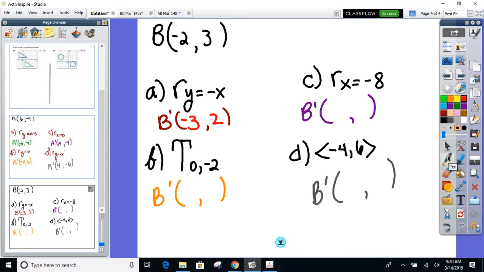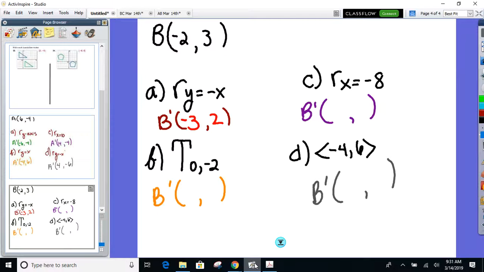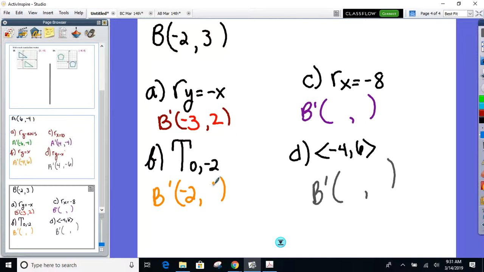All right. I had this capital T with a 0, -2 there. Where's my new point? 2, 7. Where's my new point? -3, 1. -2, 1.